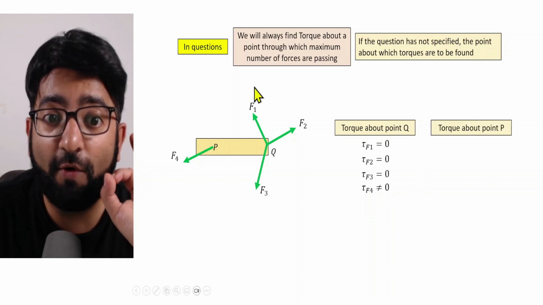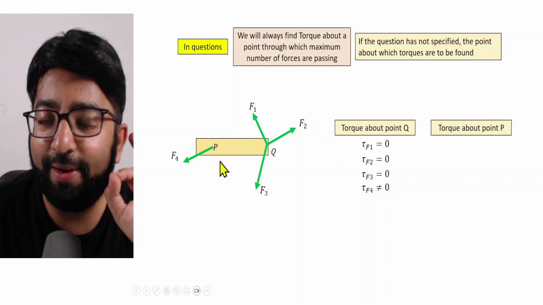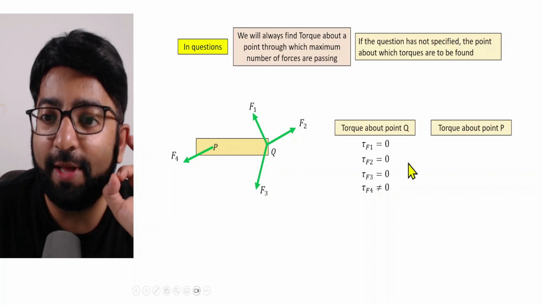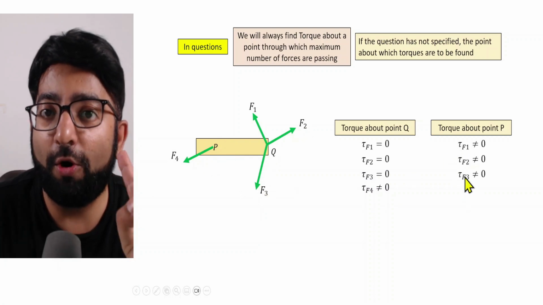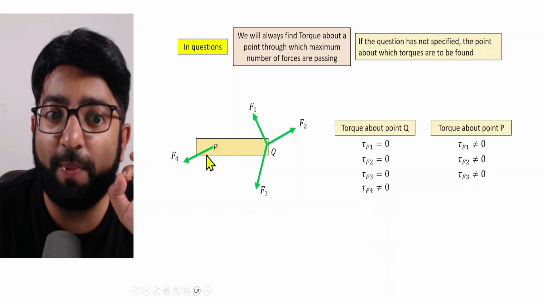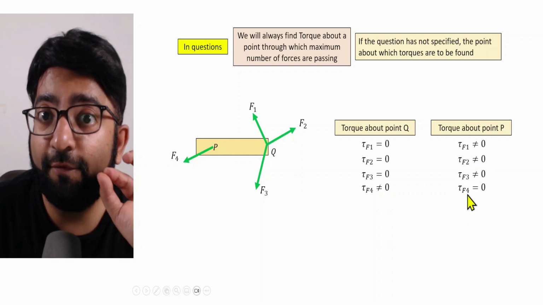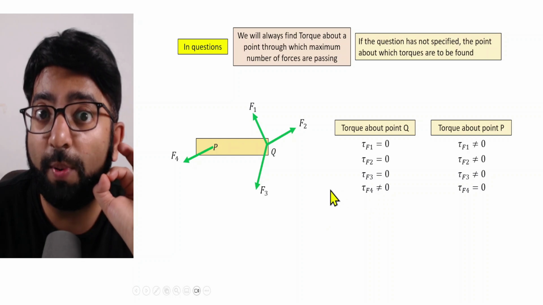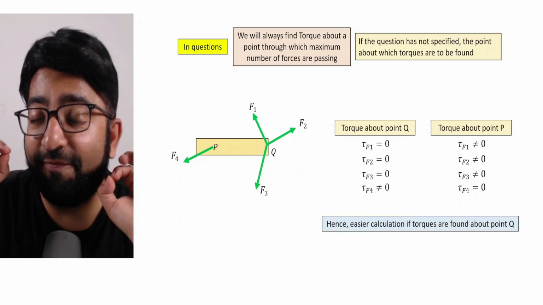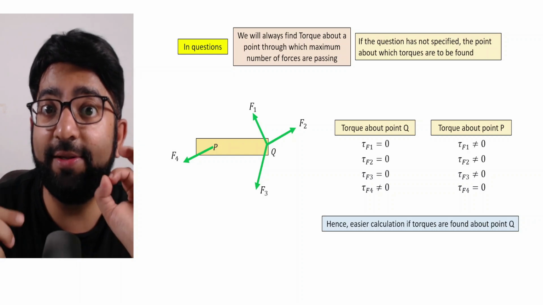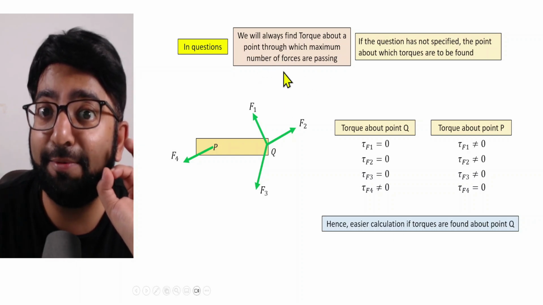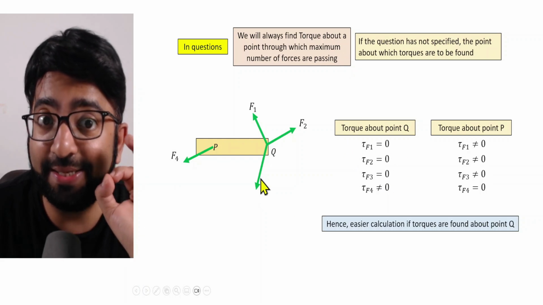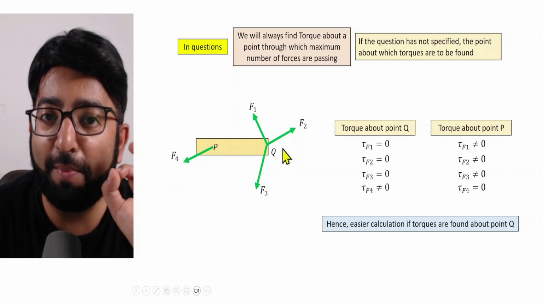Now we can find the torques of all these forces about the point P as well. In this case, F1, F2, F3 are not passing through the point P. That means the torques of all these three forces will not be zero. On the other hand, F4 is passing through the point P, so torque of F4 about the point P will be zero. Now, in the exam questions, you can use either of these approaches, but which one is better? It is very easy to do the calculations if you are finding the torques about a point through which maximum number of forces are passing, because then torque of all those forces will become zero. So in this situation, it is easier to find the torques about the point Q.